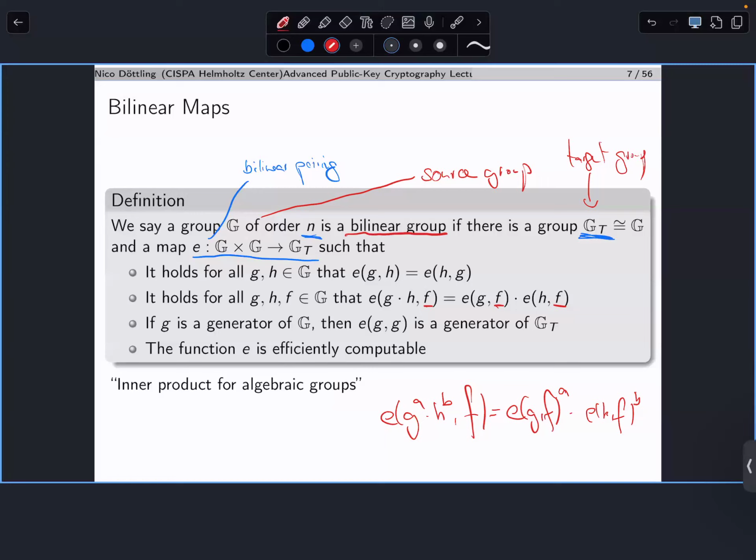What if we drop that last requirement? How could we build bilinear groups if we didn't have this requirement that e is efficiently computable, that just such a map exists? I claim if we don't require that e to be efficiently computable, then every group is a bilinear group. How would we do that? Let's take any cyclic group G. How can we make it bilinear?